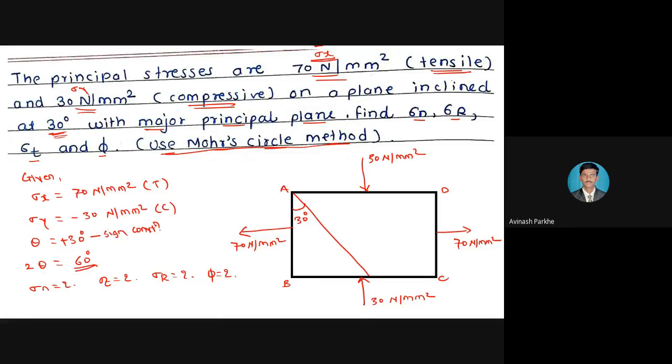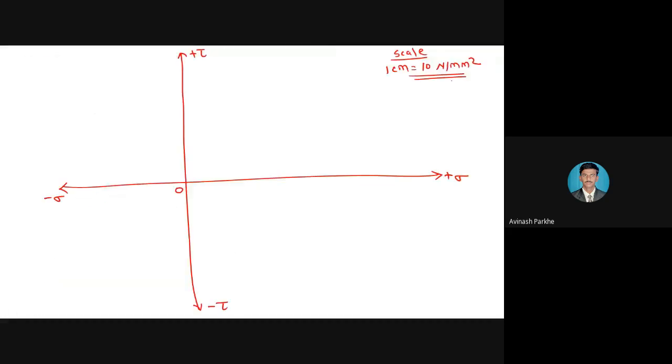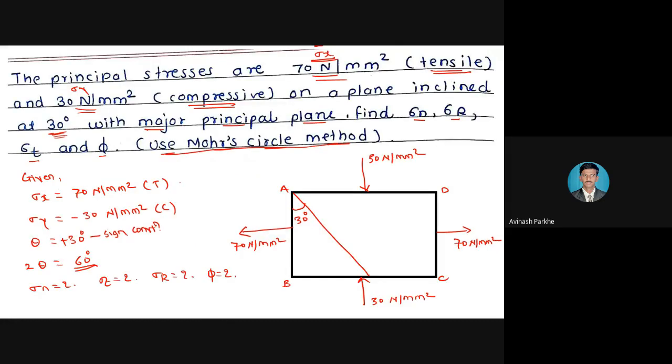Again, this is the second problem we are discussing. It is based on case number 2 because only sigma x and sigma y are given. No shear stress is given. So sigma x is equal to 70 Newton per mm square. As per the scale, 1 centimeter is equal to 10 Newton per mm square, which means sigma x is equal to 7 centimeter. Then sigma y is equal to 30 Newton per mm square. We have the scale 1 centimeter is equal to 10 Newton per mm square, therefore sigma y is equal to 3 centimeter. But it is compressive, therefore I will write sigma y is equal to minus 3 centimeter.